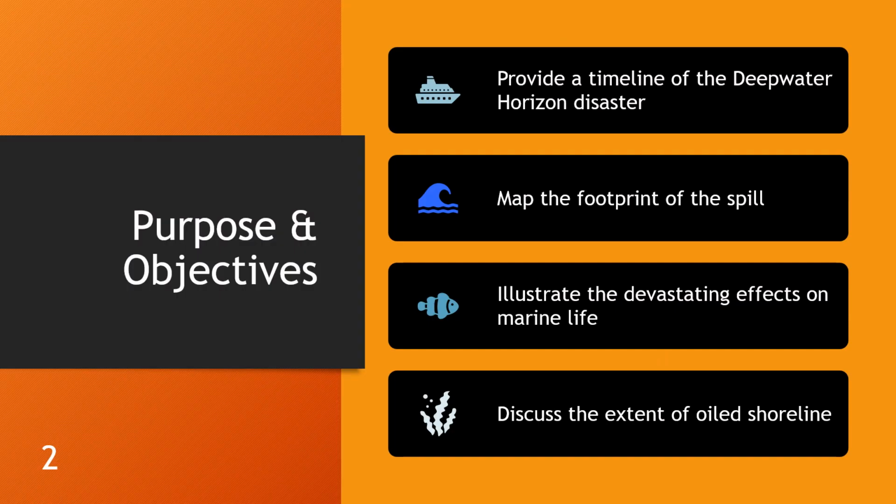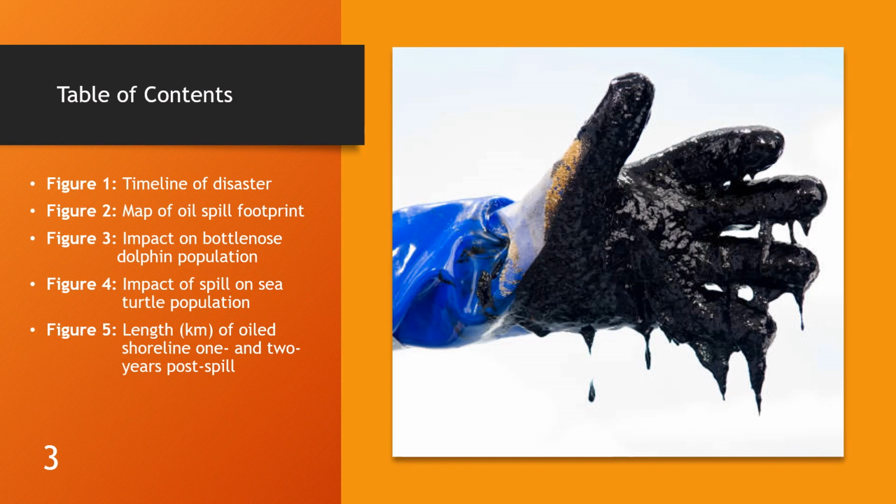The objectives of today's presentation are to provide a brief timeline of the event and the months following, map the extensive footprint of the spill, illustrate how millions of barrels of oil impacted the local animal life, and discuss the extent of oiled shoreline. We will be looking at a series of figures to better understand what happened and how this disaster left a lasting and devastating environmental impact.